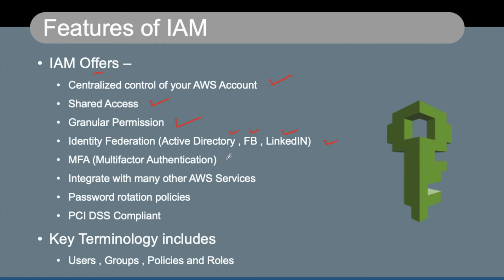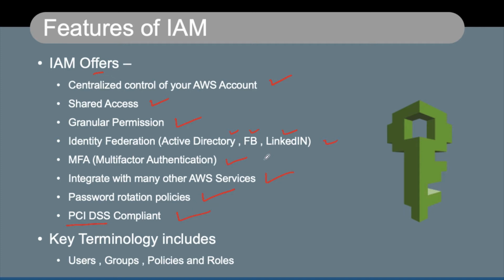It also allows you to have MFA. MFA is called multi-factor authentication. By using that, you can have authentication with multiple factors. So one factor of your authentication can be your username and password, but other than this, we can also have hardware and software MFA tools which can be used to authenticate you further. It also integrates with many other AWS services. It also has password rotation policies, and this IAM feature is PCI DSS compliant. Whenever we are dealing with credit cards and debit cards, there are standards called PCI DSS, and IAM is also compliant with that.